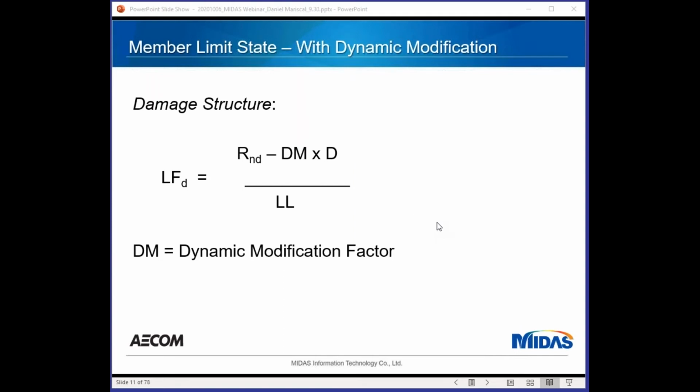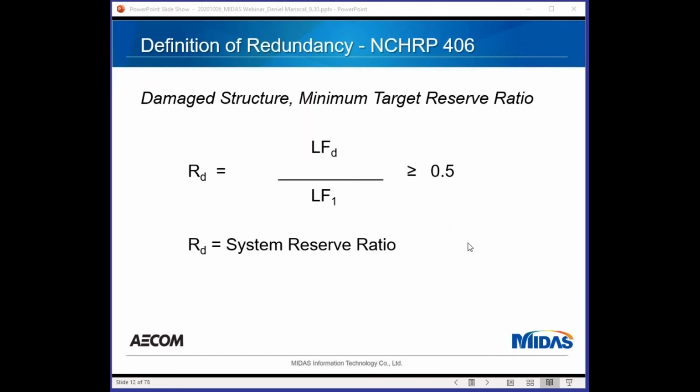So once we get the pristine structure factor and the damaged structure factor, LFD and LF1, when we divide those, if we obtain a number greater than 0.5, we can say that the structure is redundant. That's the definition of redundancy.